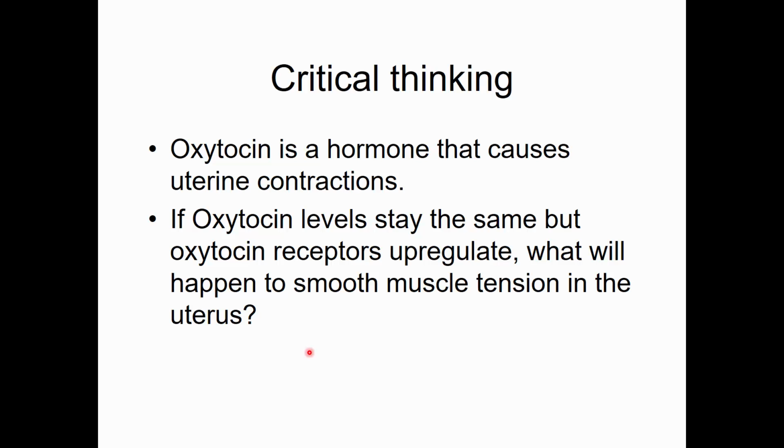Well, I hope you realize even if oxytocin doesn't increase, target tissue sensitivity to oxytocin will increase, it'll have a greater effect, and the uterus will start to contract. As a matter of fact, we think that's the way labor starts in humans, that the oxytocin receptors upregulate, uterine contractions start, and then oxytocin levels increase secondarily to the upregulation.